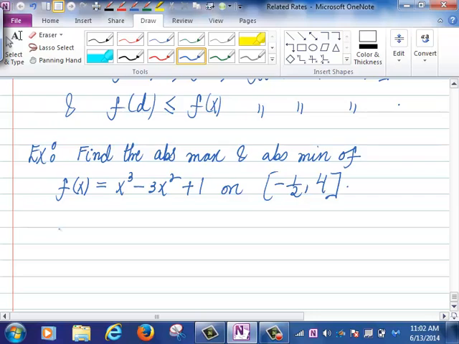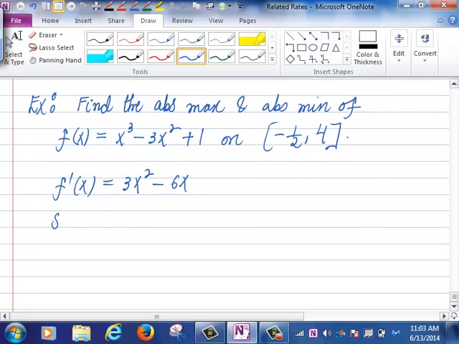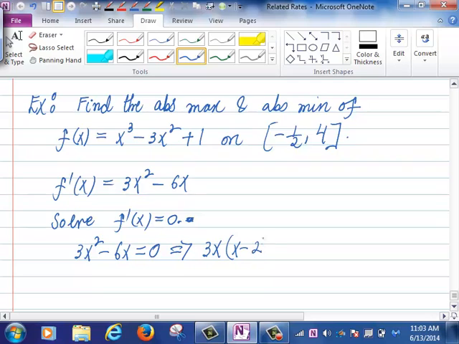In order to find them, we know that the absolute max and min may only occur at the endpoints of the interval or at a critical point. So the first thing we do is find the critical points. How do we find the critical points? We find the derivative, which would be 3x squared minus 6x, right? Everybody's okay? And then we solve f prime of x equals 0. That tells me that 3x squared minus 6x is 0, and if I factor out 3x, I get 3x times (x minus 2) equals 0. And so x is either 0 or x is 2. Are we okay with that?